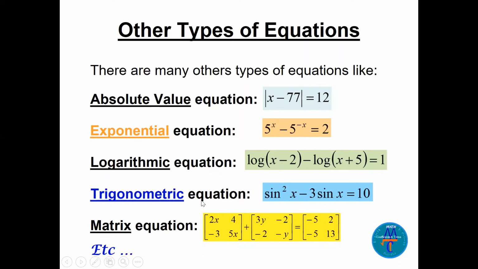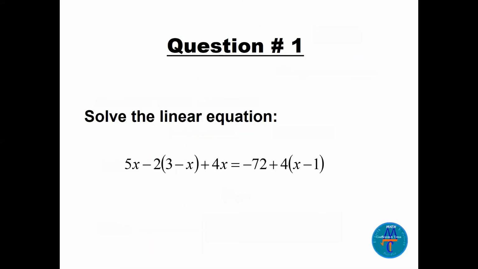Trigonometric equation, sine squared, we can have tan, secant, sine, cosine. Matrix equation, we can have matrices, matrix plus matrix is equal to matrix, find x and y, etc. We have so many types of equations, but remember, in the equation we should have equal, and then we can solve it. Let's see question number 1.